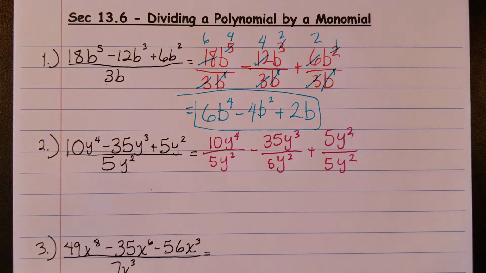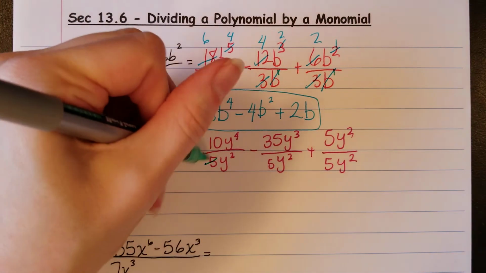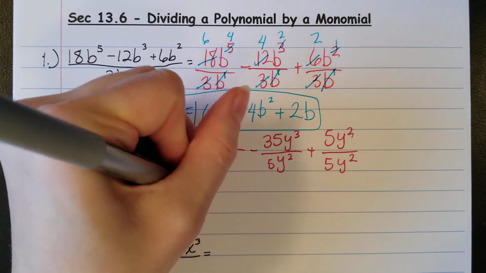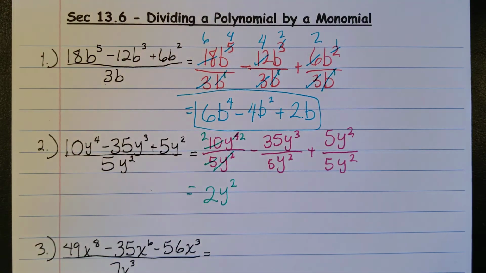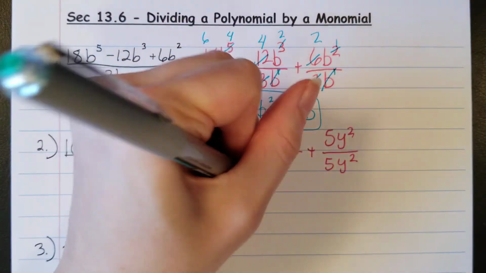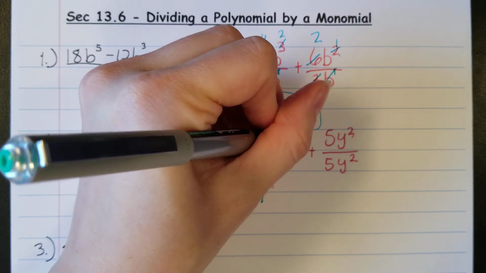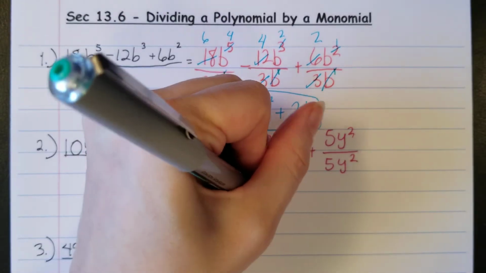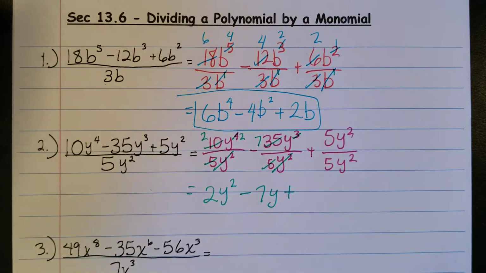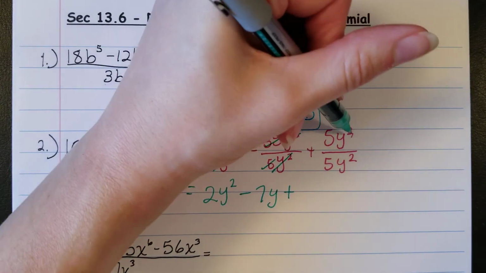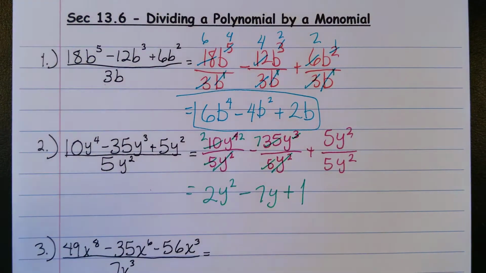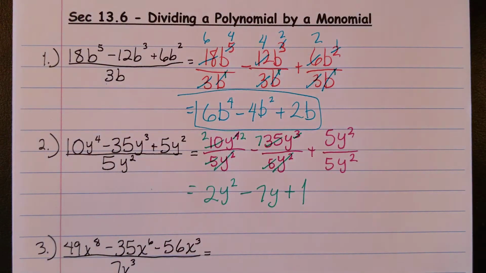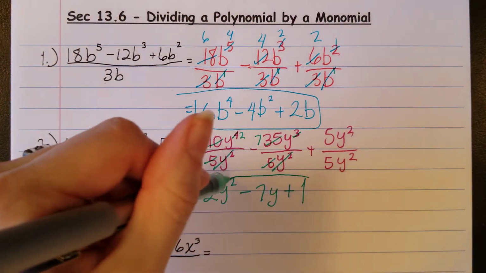So 5 goes into 10 2 times, and then 4 minus 2 is 2, so that'd be 2y squared, minus 5 goes into 35 7 times, and then 3 minus 2 is 1, so that'll just be 7y, plus 5y squared over 5y squared, which would just be equal to 1, because everything would cancel out. Something divided by itself always equals 1.